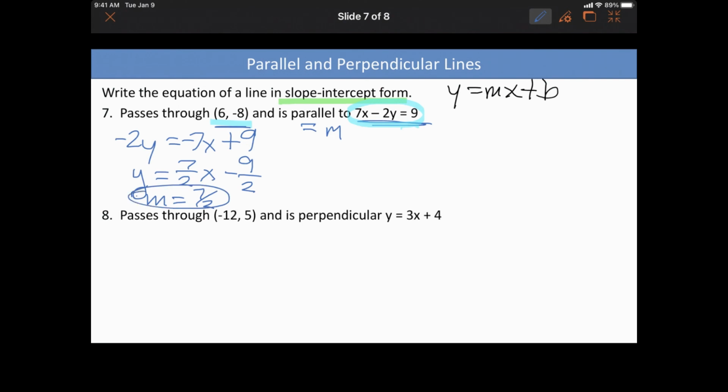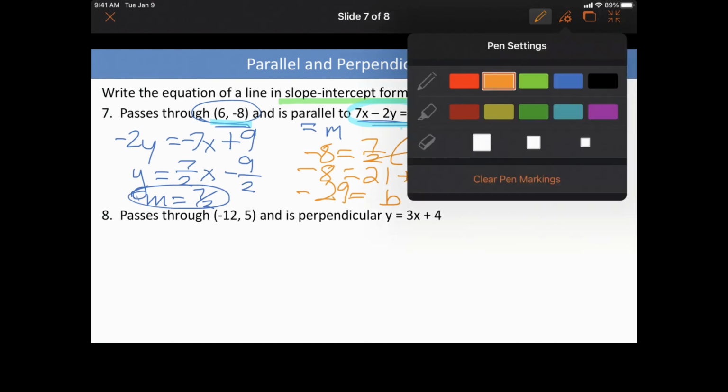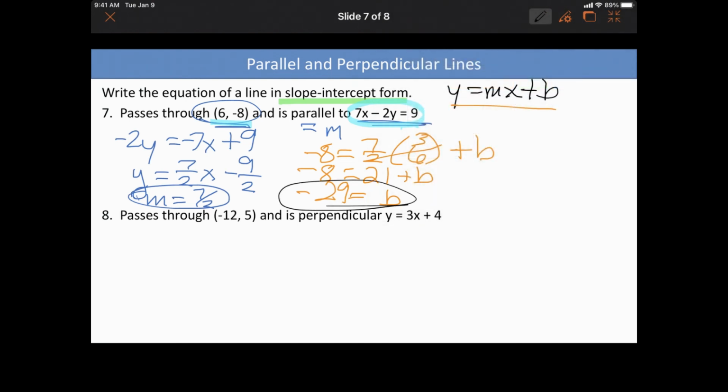So this is a slope, and I'm going to use this point, just like the previous two problems, to find b. So using this equation, that's y equals 7/2 times 6 plus b. Simplifies. So b equals -29. Right, so my equation, substituting now those two things, y equals 7/2x minus 29.